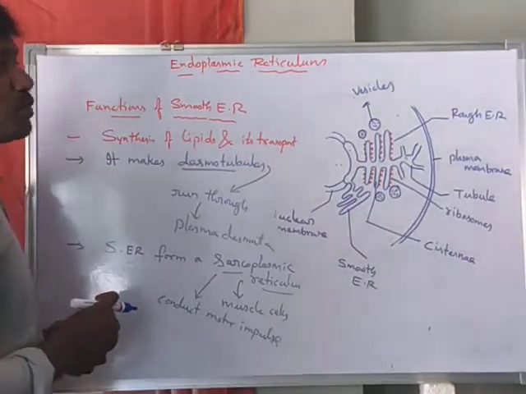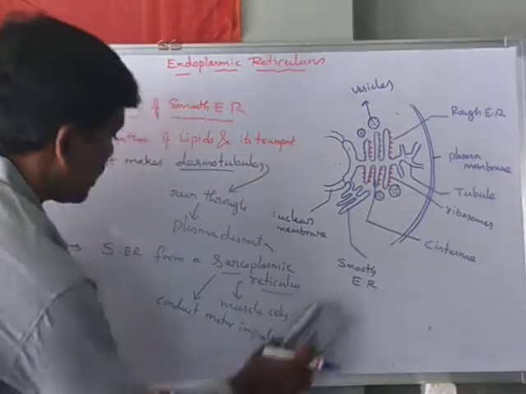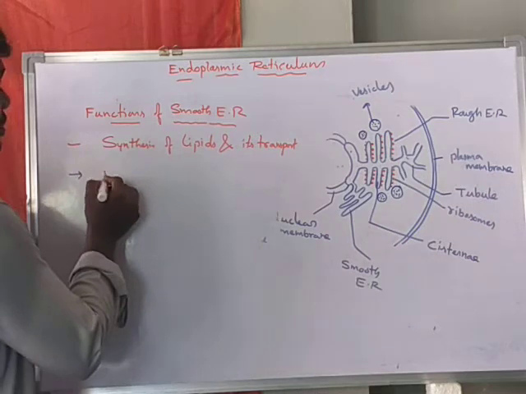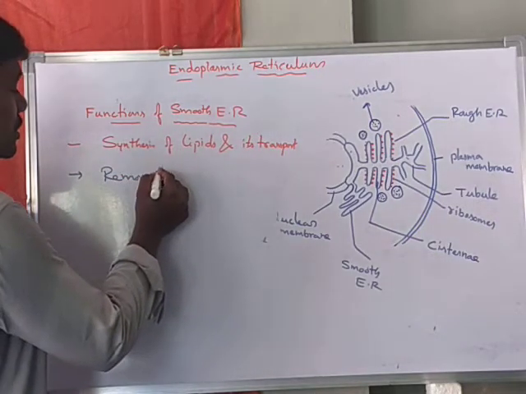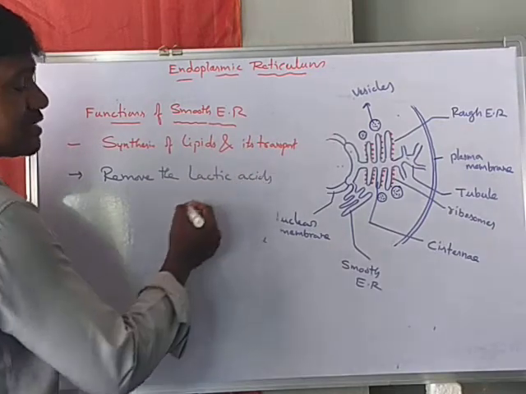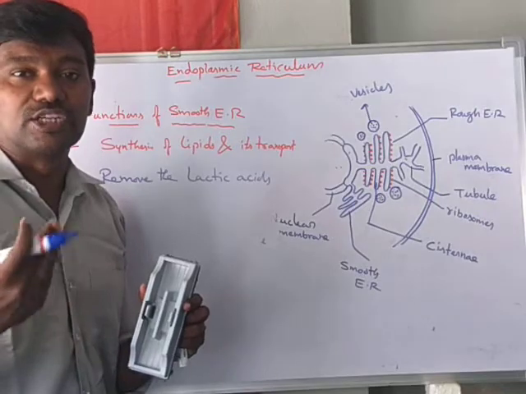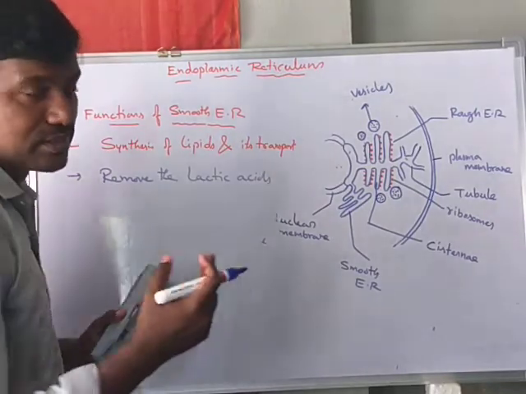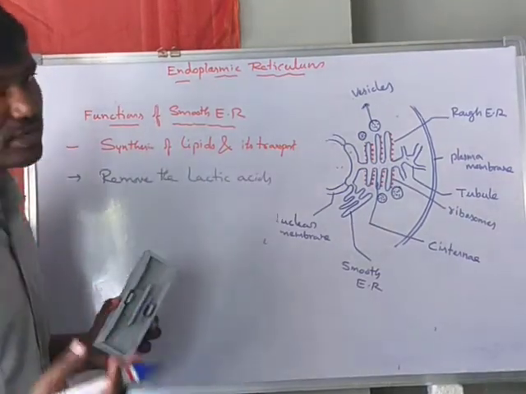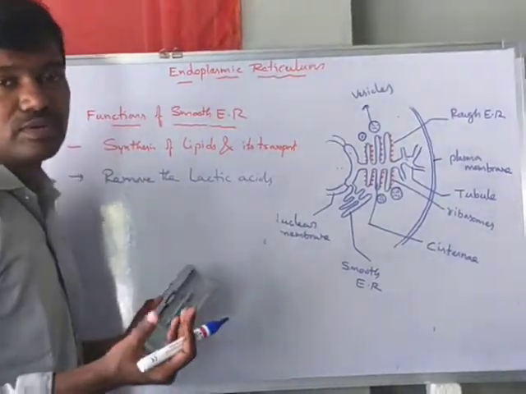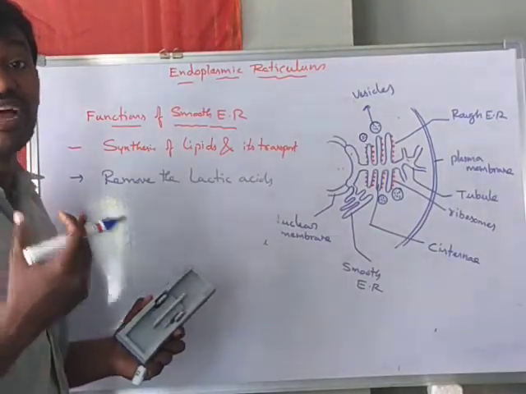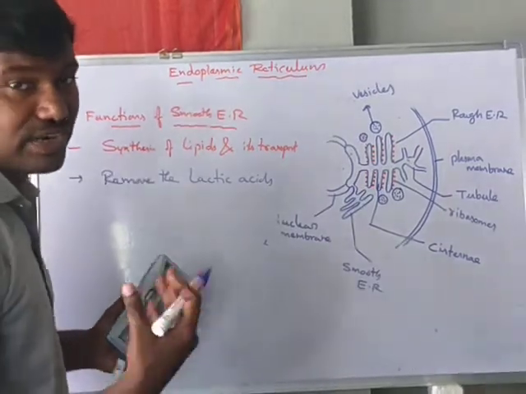The smooth endoplasmic reticulum also removes lactic acid. Lactic acid is produced by anaerobic respiration, and it is removed by the smooth endoplasmic reticulum. If it is not removed, lactic acid deposition occurs in our blood, and then we feel fatigue.